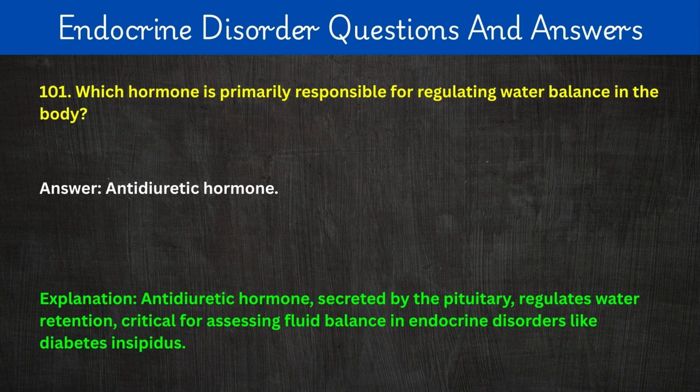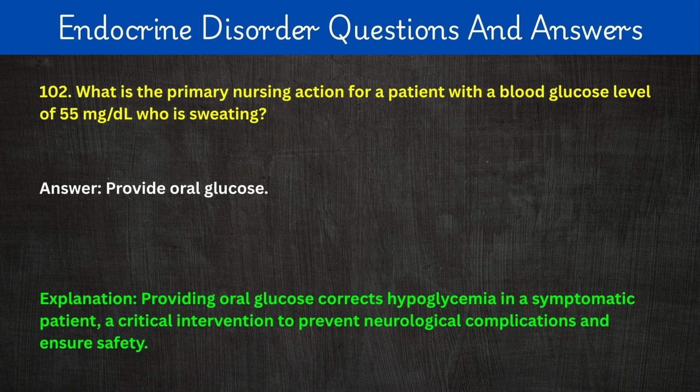101. Which hormone is primarily responsible for regulating water balance in the body? Answer: antidiuretic hormone. Explanation: antidiuretic hormone, secreted by the pituitary, regulates water retention, critical for assessing fluid balance in endocrine disorders like diabetes insipidus.